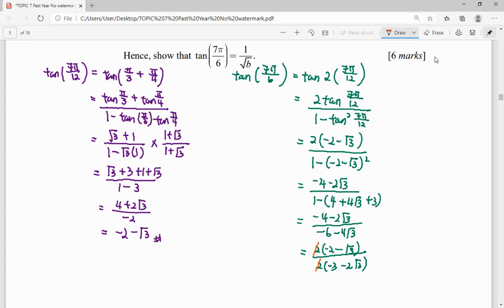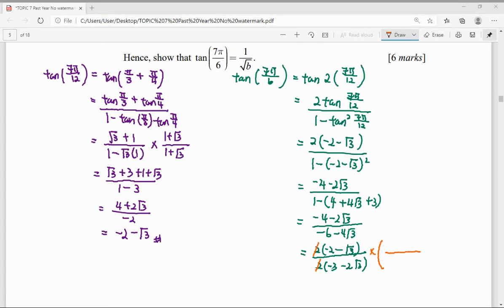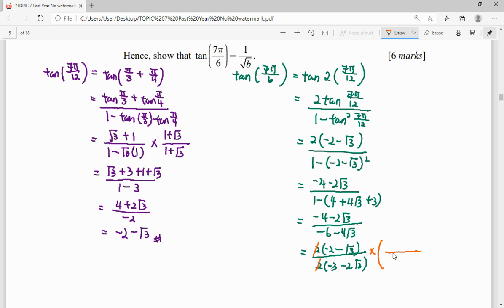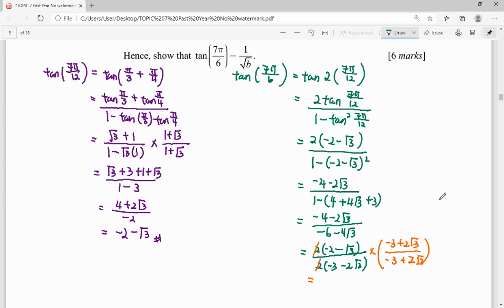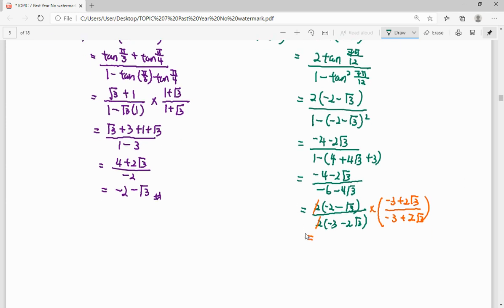And it can be simplified. At the same time, we times with its conjugate. So our denominator here is a surd number, so we times with its conjugate. So the conjugate here will be equal to negative 3 plus 2 root 3. And we need to simplify to the answer as the question asks us to show.